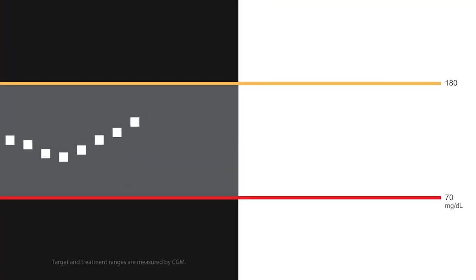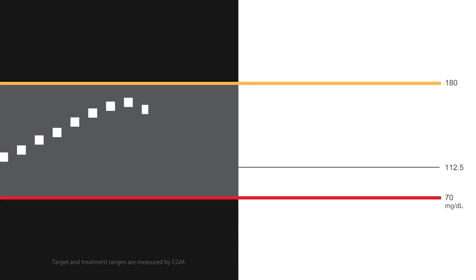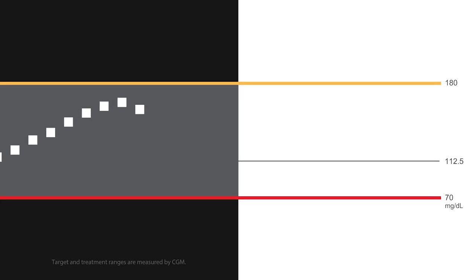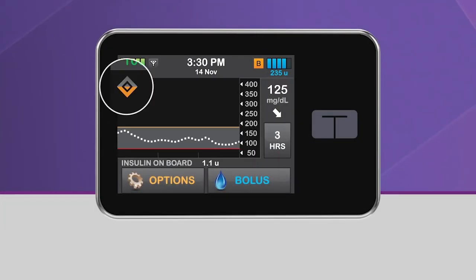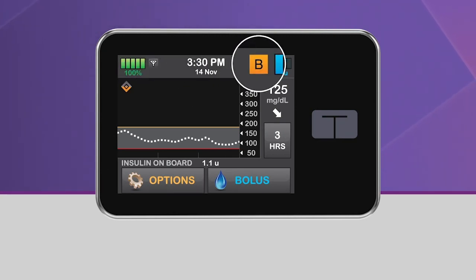When your glucose is predicted to be at or below 112.5 milligrams per deciliter 30 minutes in the future, Control-IQ technology will begin to decrease insulin delivery from your active personal profile rate to help keep your glucose within the target range. While this is happening, the lower half of the diamond icon will become orange, and the pump status icon will also be orange.